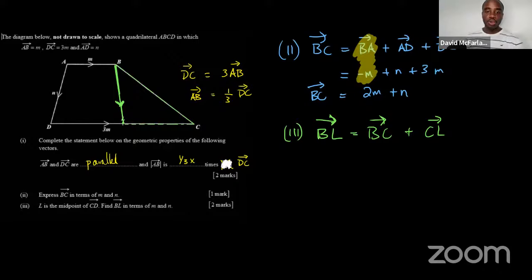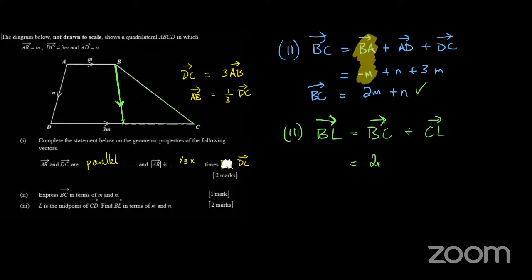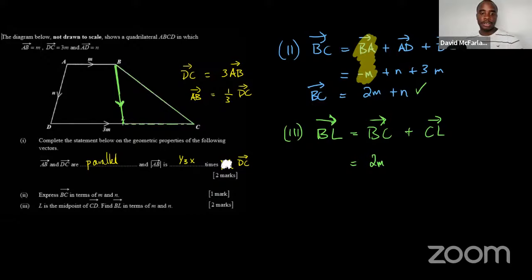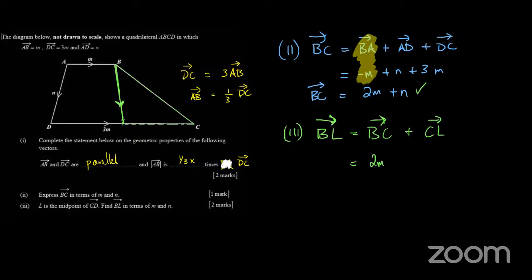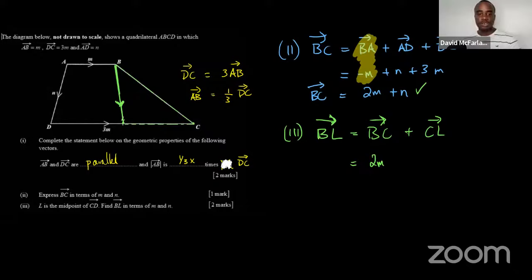So first, do we know what BC is? Yes, we just figured out BC. Would CL be positive or negative, because we're going in the other direction? Yes, we're going to go in the other direction. We'll soon get to what CL is going to be. But let me just write on BC now. So BC is going to be 2M plus N. Cool. Then now CL. What is CL?